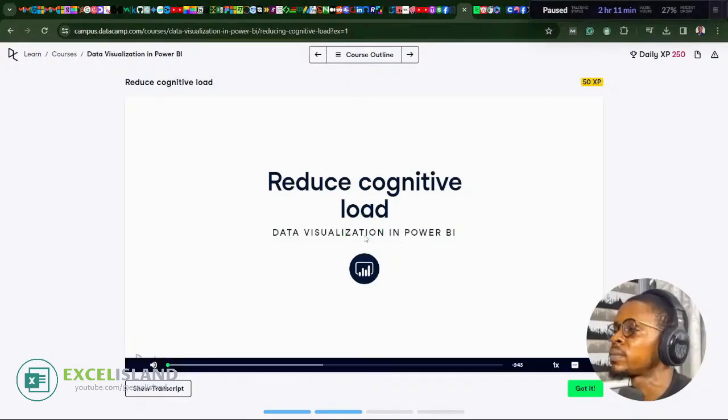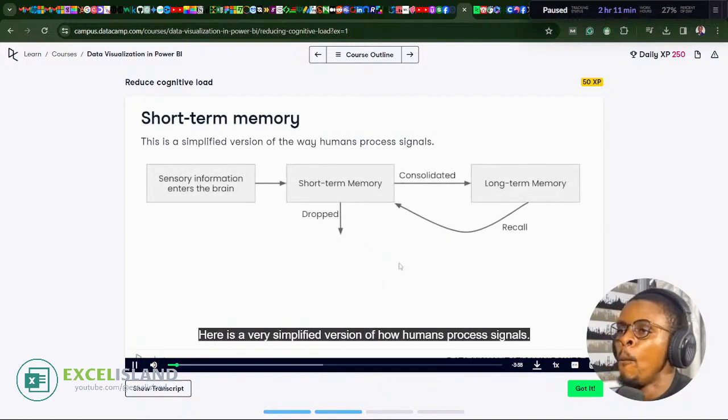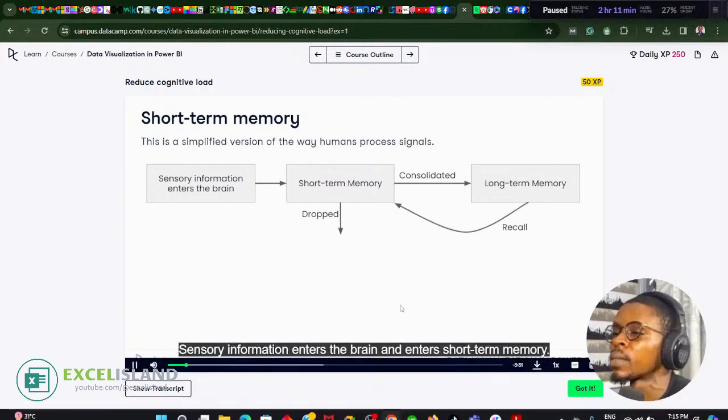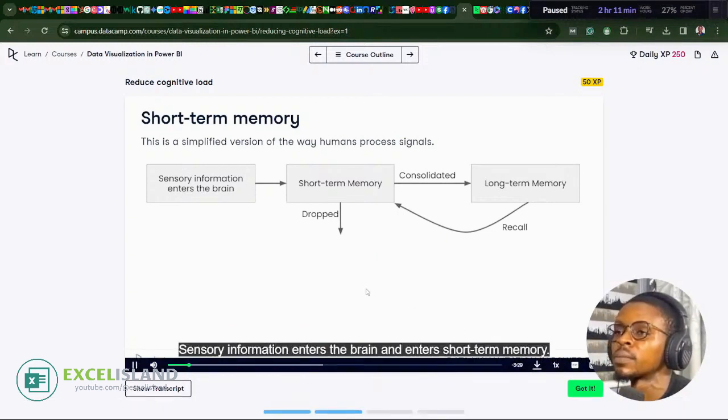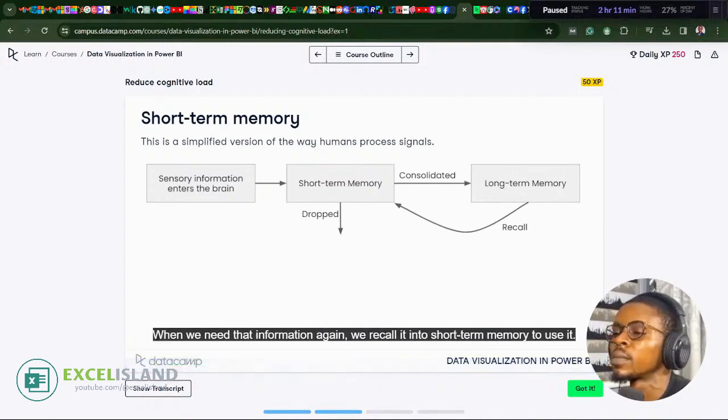Let's continue learning. Let's talk about short-term memory and cognitive load. Here is a very simplified version of how humans process signals. Sensory information enters the brain and enters short-term memory. We act on that short-term memory and either drop the information or consolidate it into long-term memory for more permanent storage. When we need that information again, we recall it into short-term memory to use it.